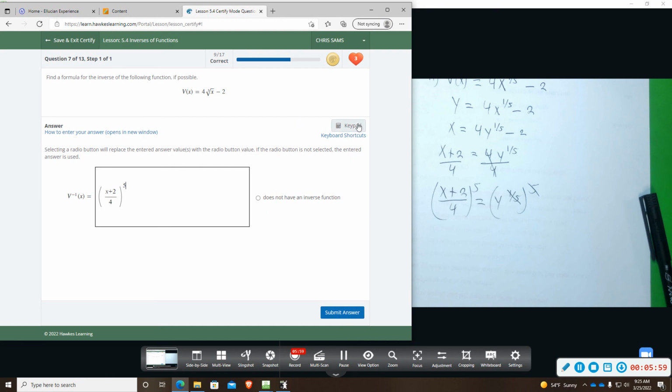So you can use the keypad. I like to use the keyboard. So I just do Shift 6 to do the power, and then I type that in.